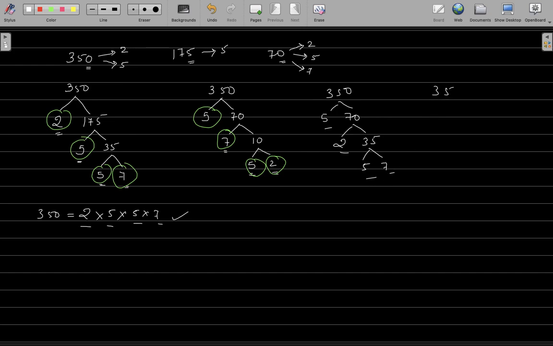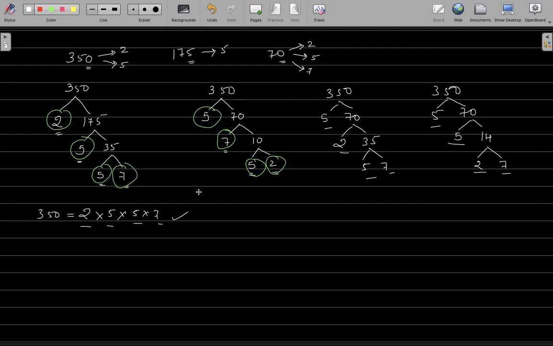Or if I use 350, this is 5, this is 70, instead of 2 and 35. Let me start with 5 this time. I have used 7, I have used 2. 14 times 5 will give you 70, and 2 times 7 is 14, which will give you the same result. 5 times 5 times 2 times 7, which is the same combination.